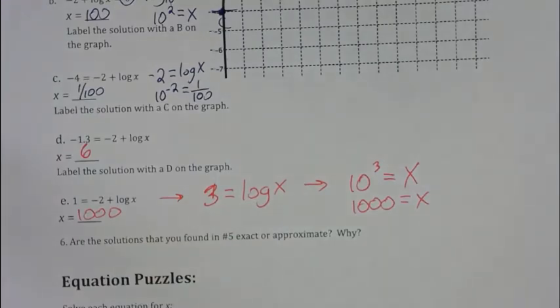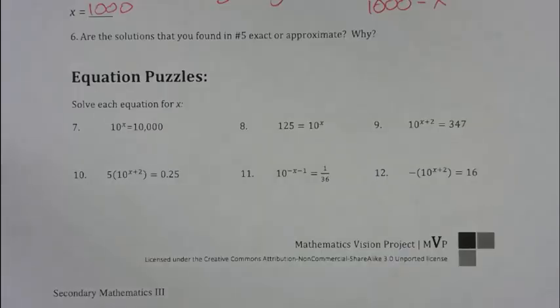Number 6 asks, are these solutions you found exact or approximate? It kind of depends on which one we were looking at. D, when we got 6, that was an approximate. We were looking at about 6. Same with A, when we got 1 as an answer, that was approximate as well. And depending on the problem we're doing, we could use graphing technology like our calculators or Desmos to do that. Or we could do some solving like we did right here. And that equation solving is something we're going to be exploring with 6 different examples in the next part of this lesson. We're going to be solving these 6 equations in the second part of this lesson here.